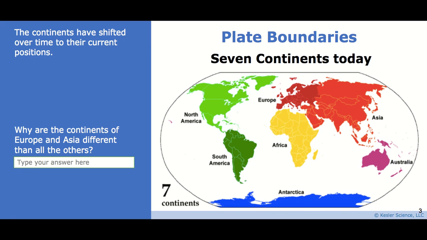So the question to the left says, why are the continents of Europe and Asia different than all of the others? So if you look at all the other continents and how they are distributed on the Earth, if you look at Europe and Asia, how do they differ comparatively to the other continents? Take a second, type your answer in the space provided, and we're going to move on.